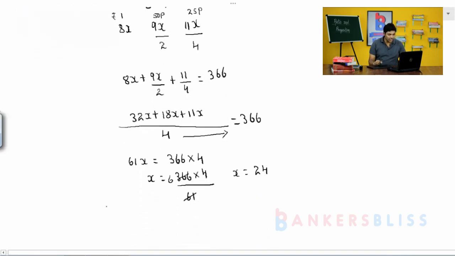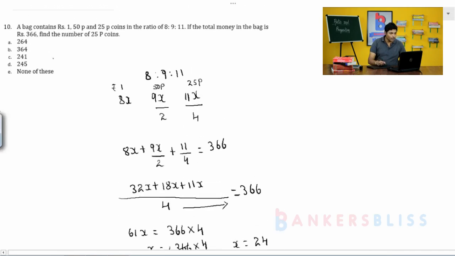The 25 paisa coins are 11x. So, which is equal to 11 into 24, which is equal to 240 plus 24. So, altogether you are going to get 264. So, 264, option A is the right answer.